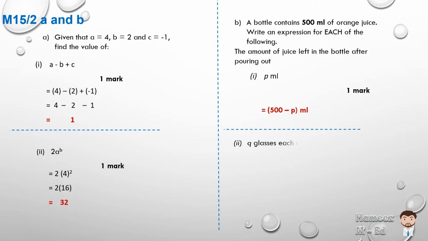And for part 2, what is the amount of juice left in the bottle after pouring out Q glasses, each containing R milliliters? So let's consider we had one glass. How much was being poured out? R. So one glass is equal to R. So if I have Q glasses, then it will be Q times R. So if we had a bottle and we emptied out into Q different glasses, then how much would we empty out? We'll be emptying out QR. So what is the amount that remains? We started with 500 minus QR milliliters.